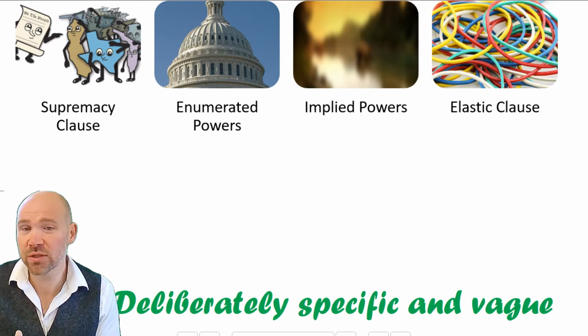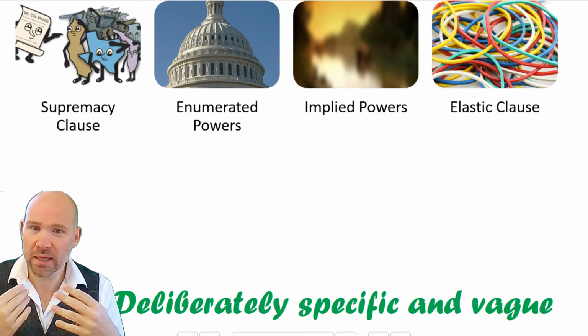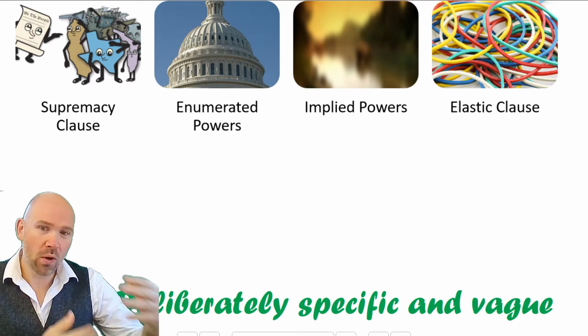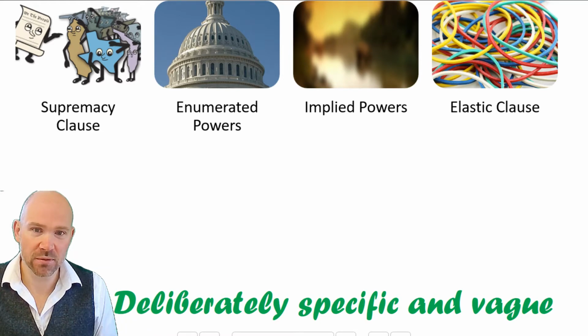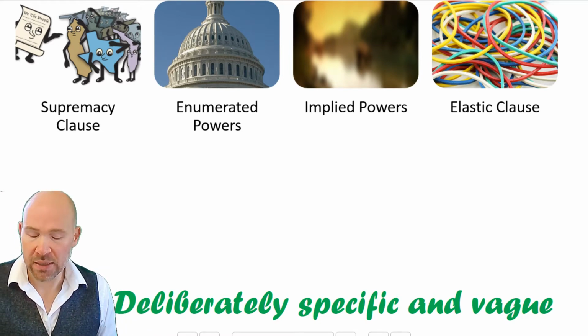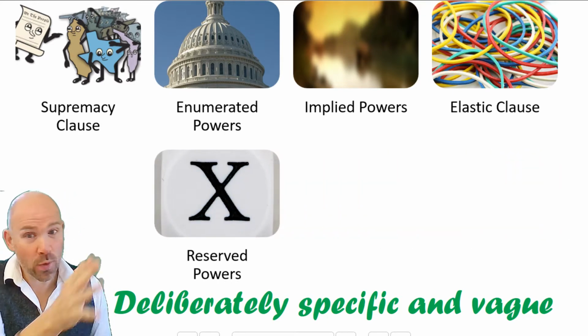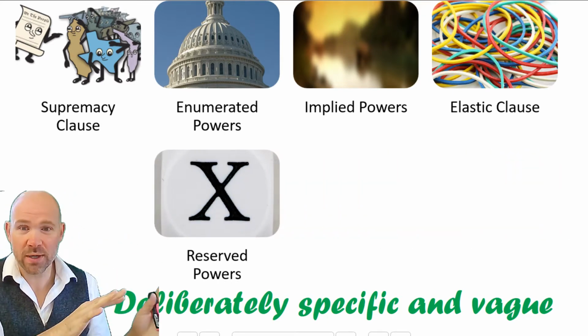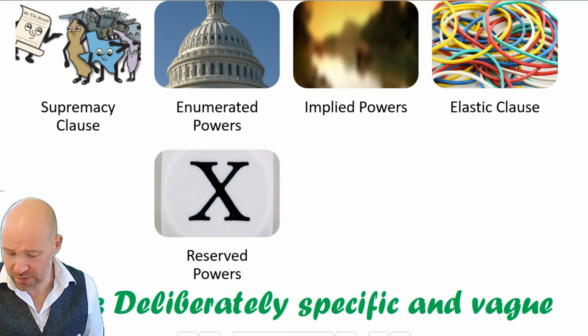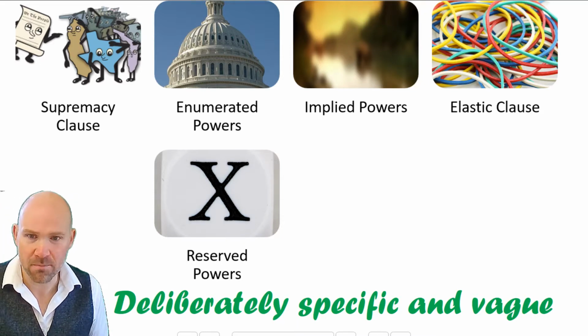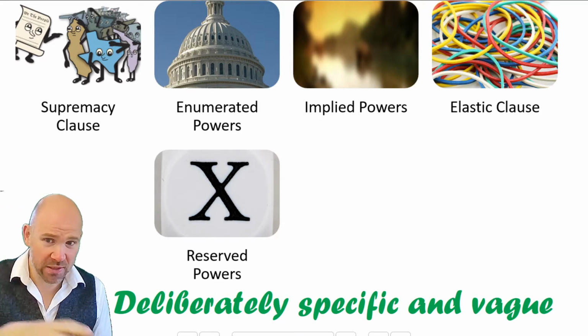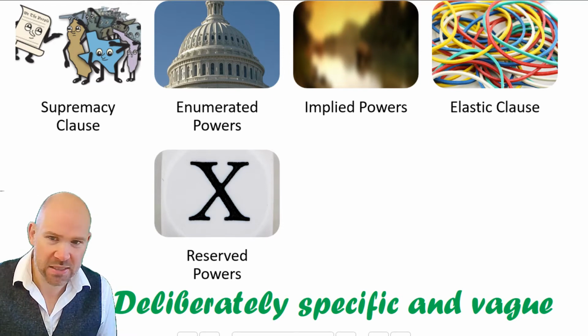So the elastic clause is controversial. Might be worth you Googling it, have a bit of research, what has been used under the elastic clause to try and increase the powers of the federal government. But then, going the other way, going away from enumerated, implied, and the elastic clause, there is the magical 10th Amendment, the reserve powers. This is where the states fight back against the empire.